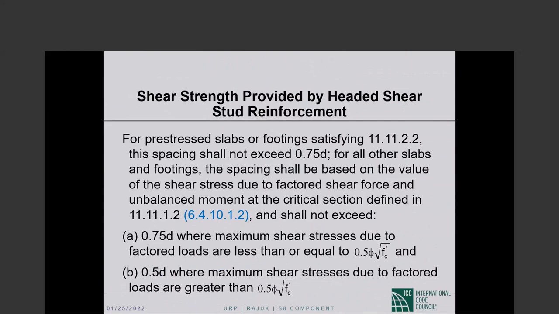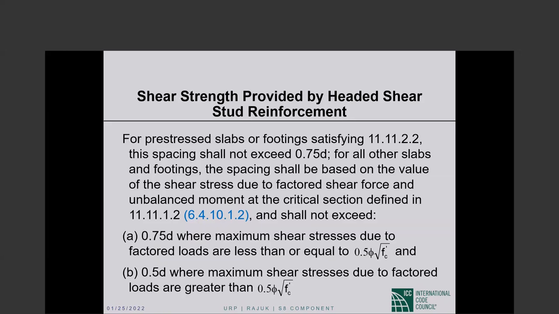For all other slabs, the spacing shall be based on the value of the shear stress due to factored shear force and unbalanced moment at the critical section defined. So you will figure out the spacing based on the amount of shear that you have to deal with, but shall not exceed 75% of D, where maximum shear stress due to factored loads is less than or equal to 6 square root of f sub c prime, and 50% of D where maximum shear stress is more than 6 square root of f sub c prime.